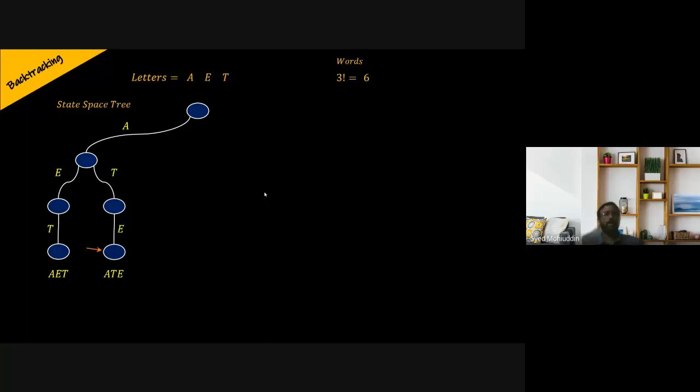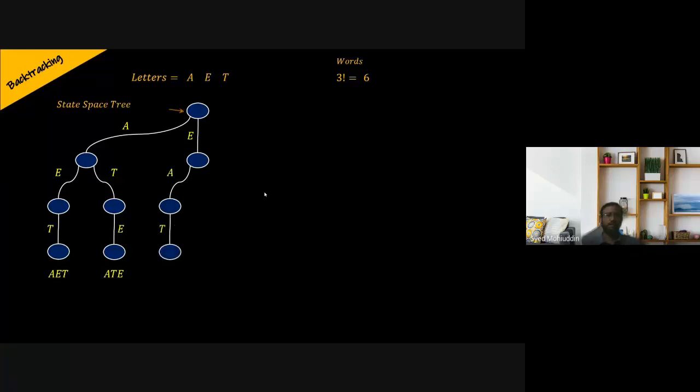Now again we backtrack to the previous node, its parent. Can any other letter be assigned? No. Again we backtrack. Now at this stage, we have assigned E as the second letter, T as the third letter. Do we have any other letters that can be assigned? No. So we again backtrack to its parent, which is the root node. Now, instead of A, can we use any other letter as the first letter? Yes, we can use E as the first letter. And then from E, we can use A as the second letter and T as the second letter.